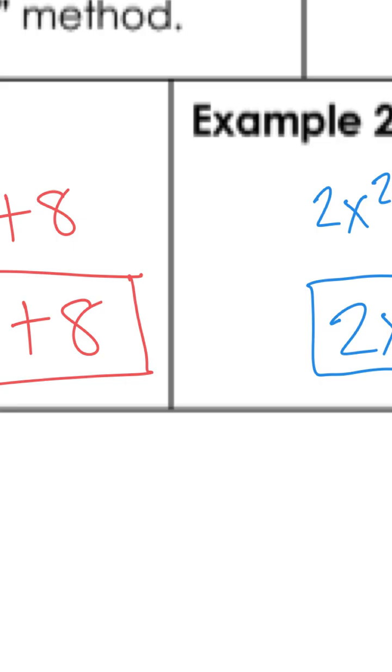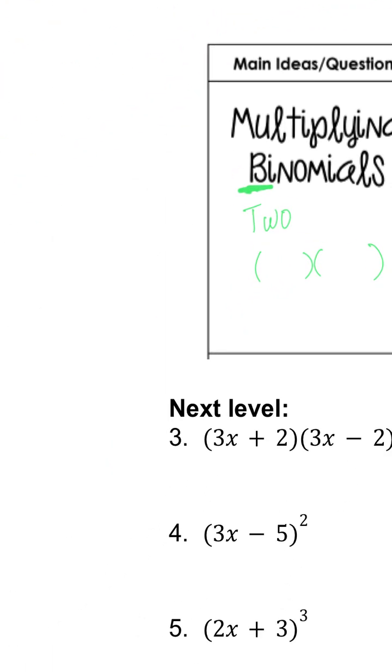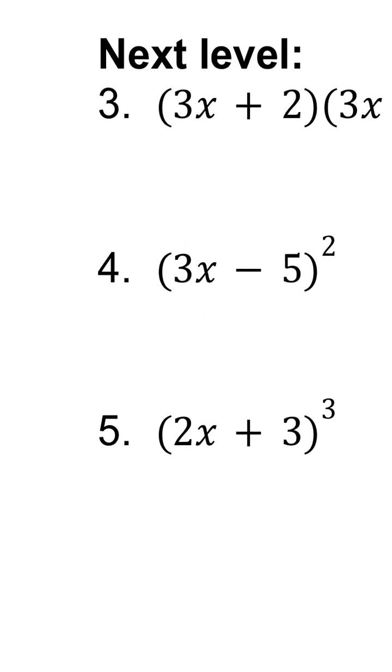But as long as you got negative 9x though, right? Okay. Okay, now next level. That's just more practice here. So, do we have a binomial here in number 3? Yes, so if we have a binomial, what method do we use?